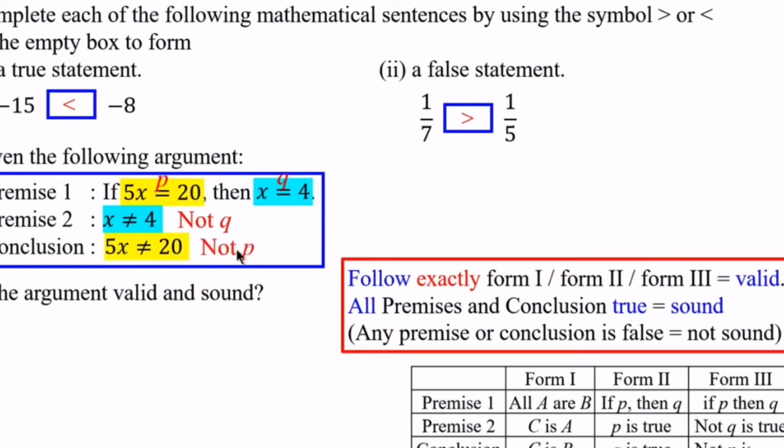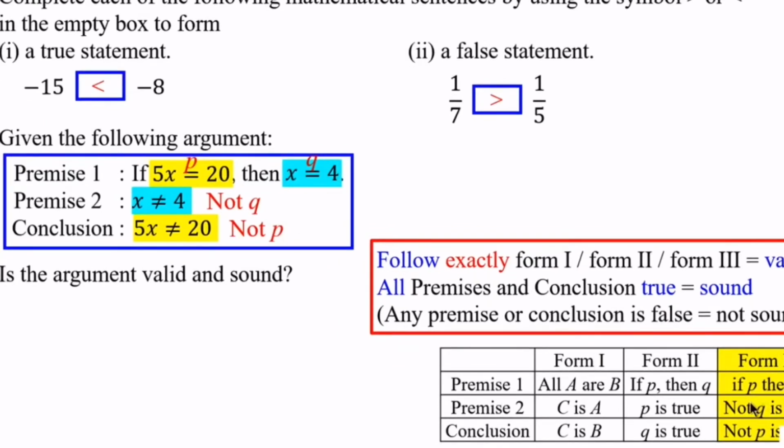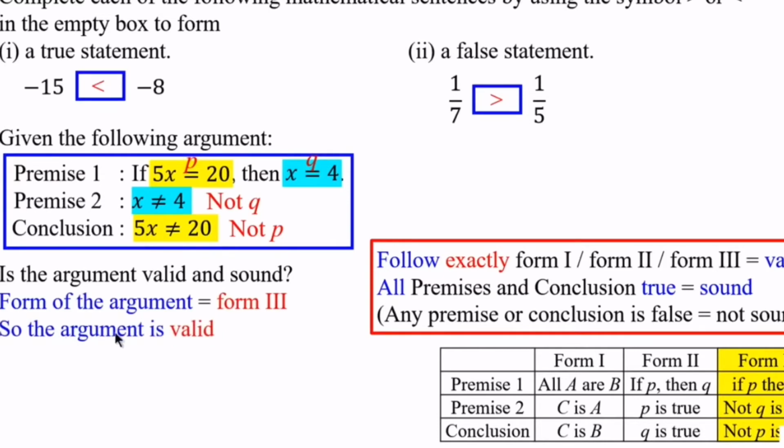So it seems like if P then Q, not Q, not P. So it follows form 3. If P then Q, not Q is true, not P, right? So in exam, you are not given form 1 and form 2 and form 3. So you need to memorize the forms so that you can answer whether the argument actually follows exactly form 1, form 2 or form 3. So from the form of the argument, we can see it follows exactly form 3, so the argument is valid. Okay, and then how to determine whether they are sound or not sound?